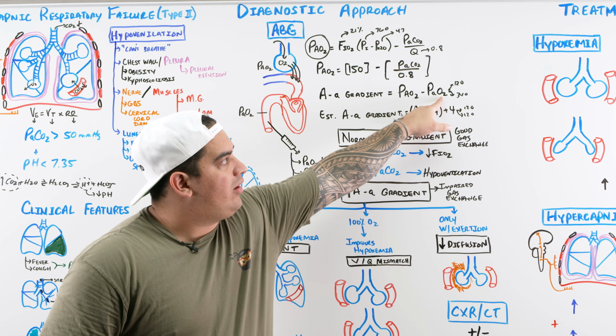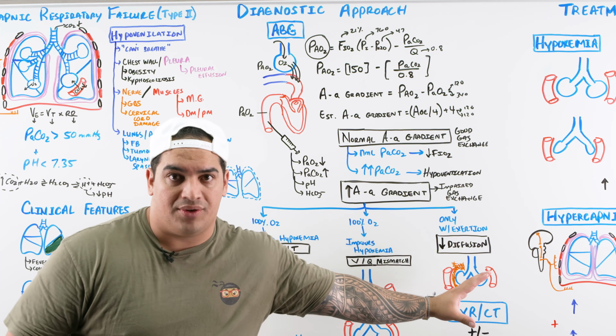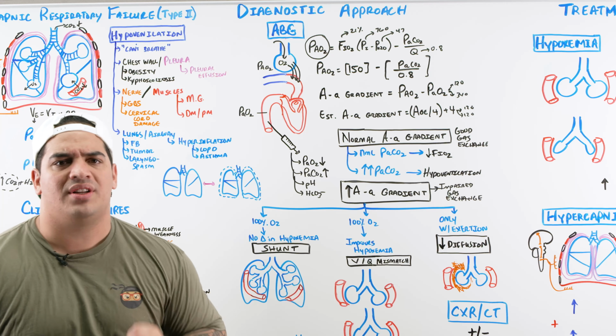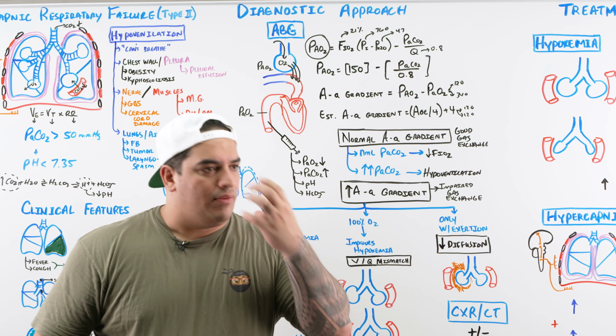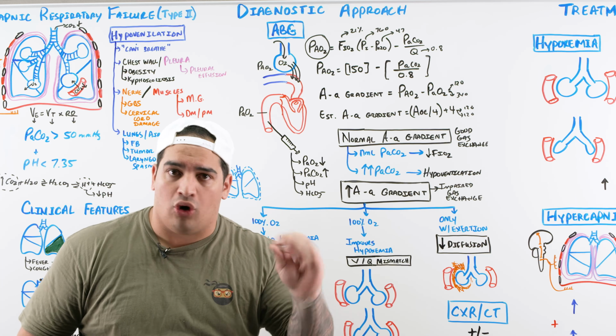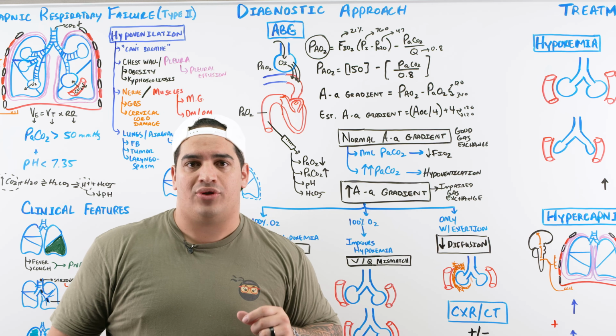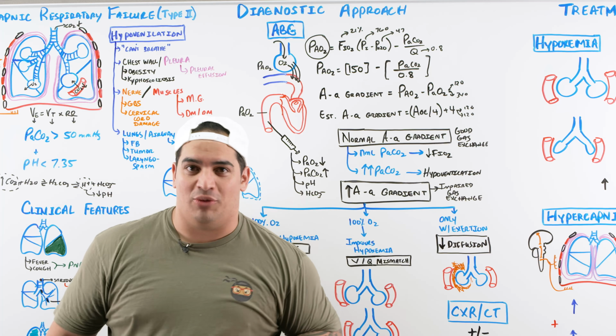If the number that you calculate from this is higher than this, they have an increased AA gradient. That leaves you with these three differentials. Once you do that, what I want you to say is, okay, give the patient 100% oxygen. So if they're on some type of oxygen supplementation like high flow nasal cannula or non-rebreather, crank it up to 100% FiO2. What you're looking for is to see, is this a shunt or is this a VQ mismatch?